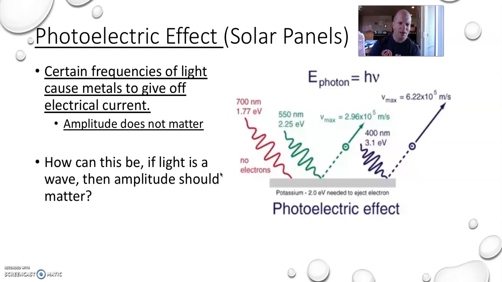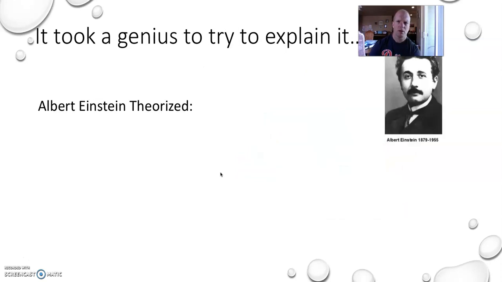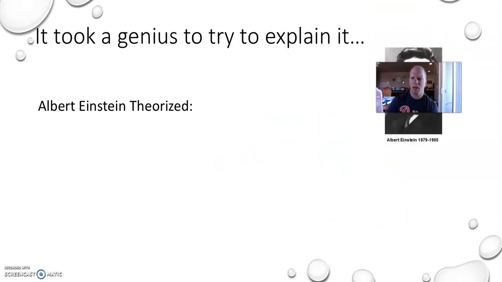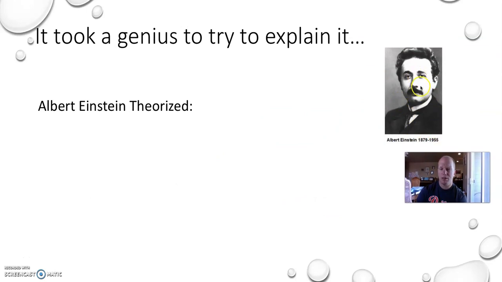How can that be if light's a wave? Shouldn't amplitude matter? Because it takes energy to make an electron go off. So what's going on here? Well, it took a genius to explain it. This is Albert Einstein here, at least a picture of him when he was young. He didn't have the crazy hair yet, right?